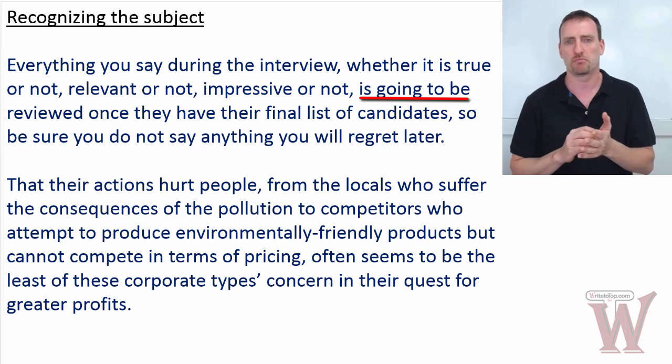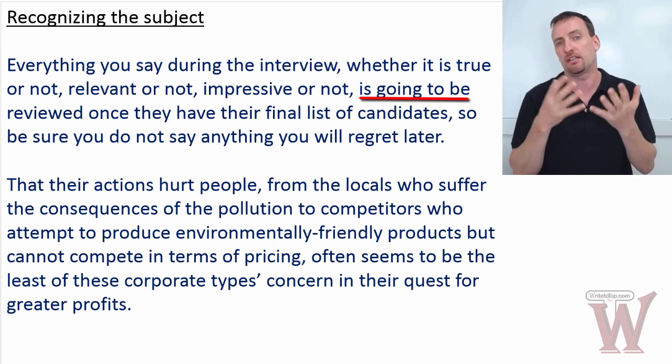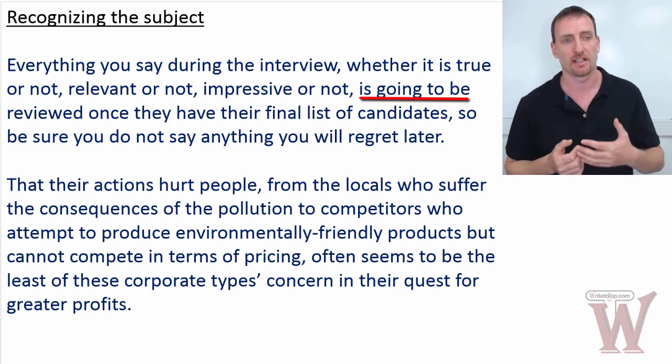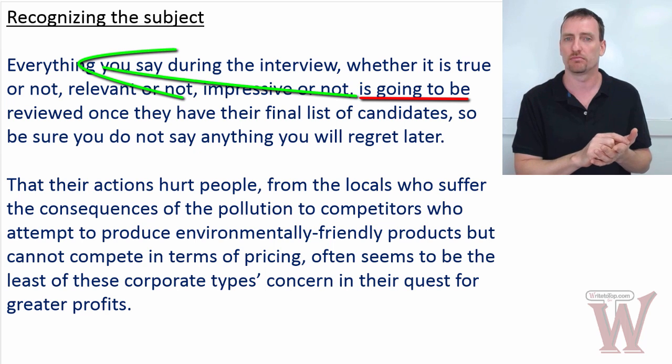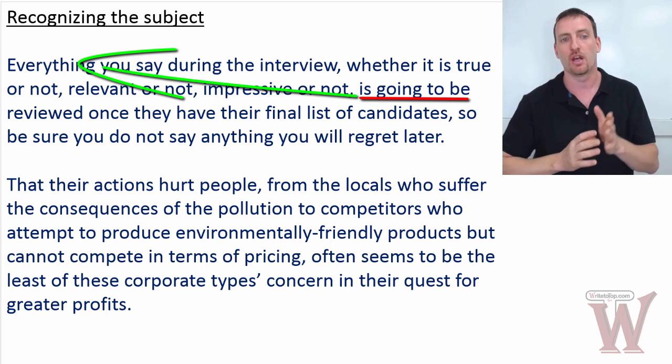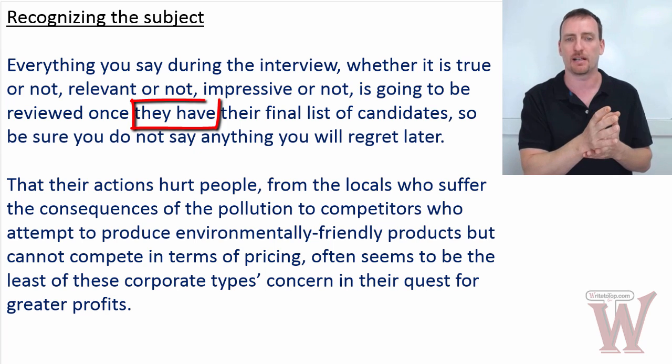Okay, so now, where is the subject? You have to keep going back until you find something that can be a subject. In this case, it's everything. Everything is going to be reviewed. That is your independent clause. Once, okay, and then we continue. Have is the verb, they is the subject.